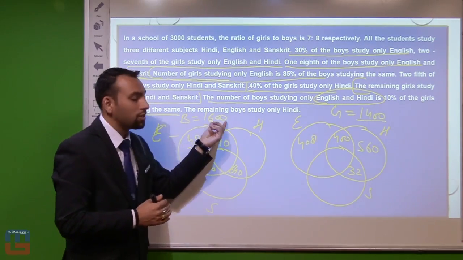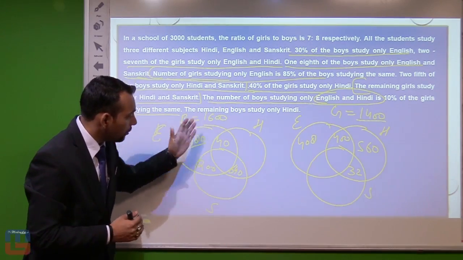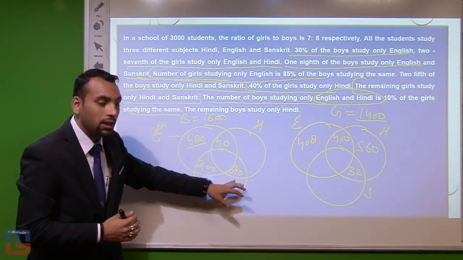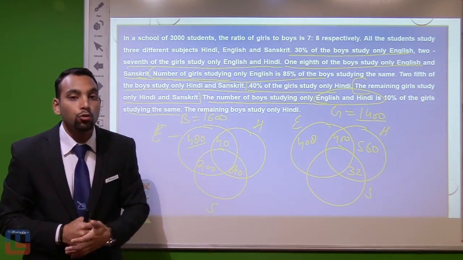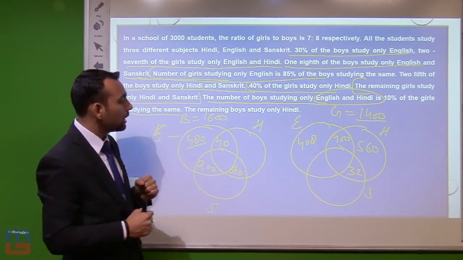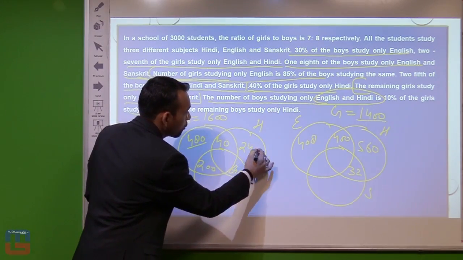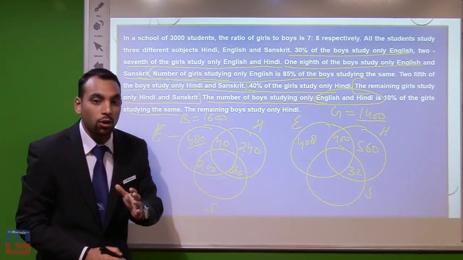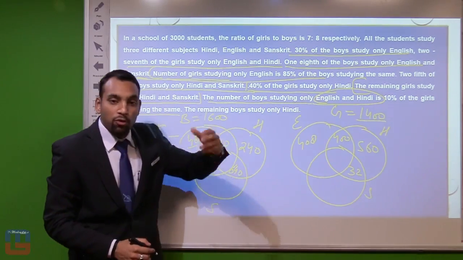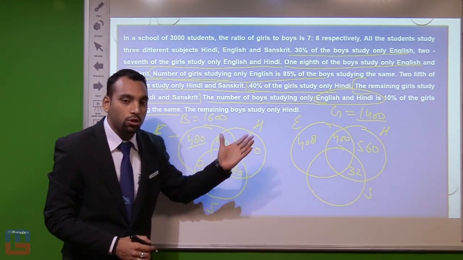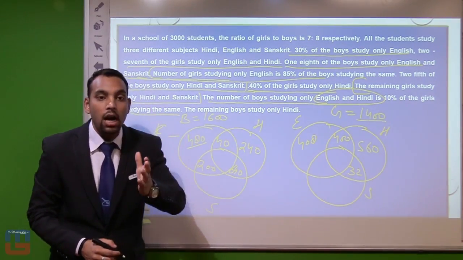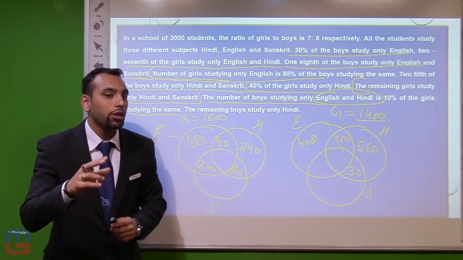Total boys we have 1600, right? And the remaining you will add the whole data and subtract from 1600, you will get 240, and this 240 study only Hindi. Only Hindi, which means this is 240. Alright, now from this data we have made two different Venn diagrams, for the boys and for the girls. So we will see how easy it is to give the answer very quickly.